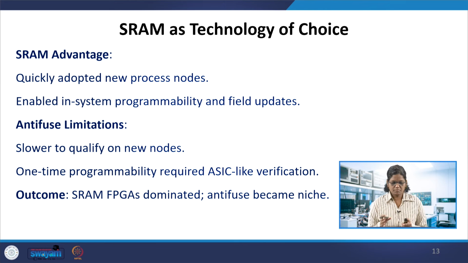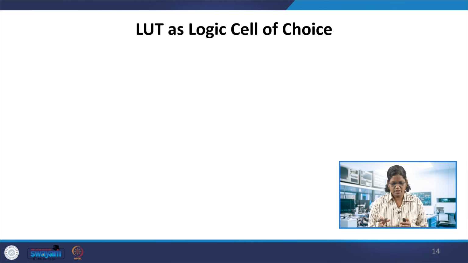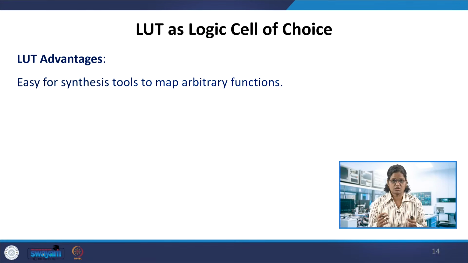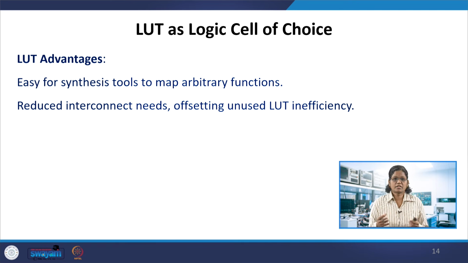Still, we have the major details about the LUT as the logic cell of choice, and how LUTs became the logic cell in the expansion age. The major concerns were the ease of synthesis tools to map arbitrary functions. Any arbitrary function can be implemented with LUTs. That was also a reason for the choice in the expansion age, along with reduced interconnect needs, as the unused LUTs have been nullified in this case.